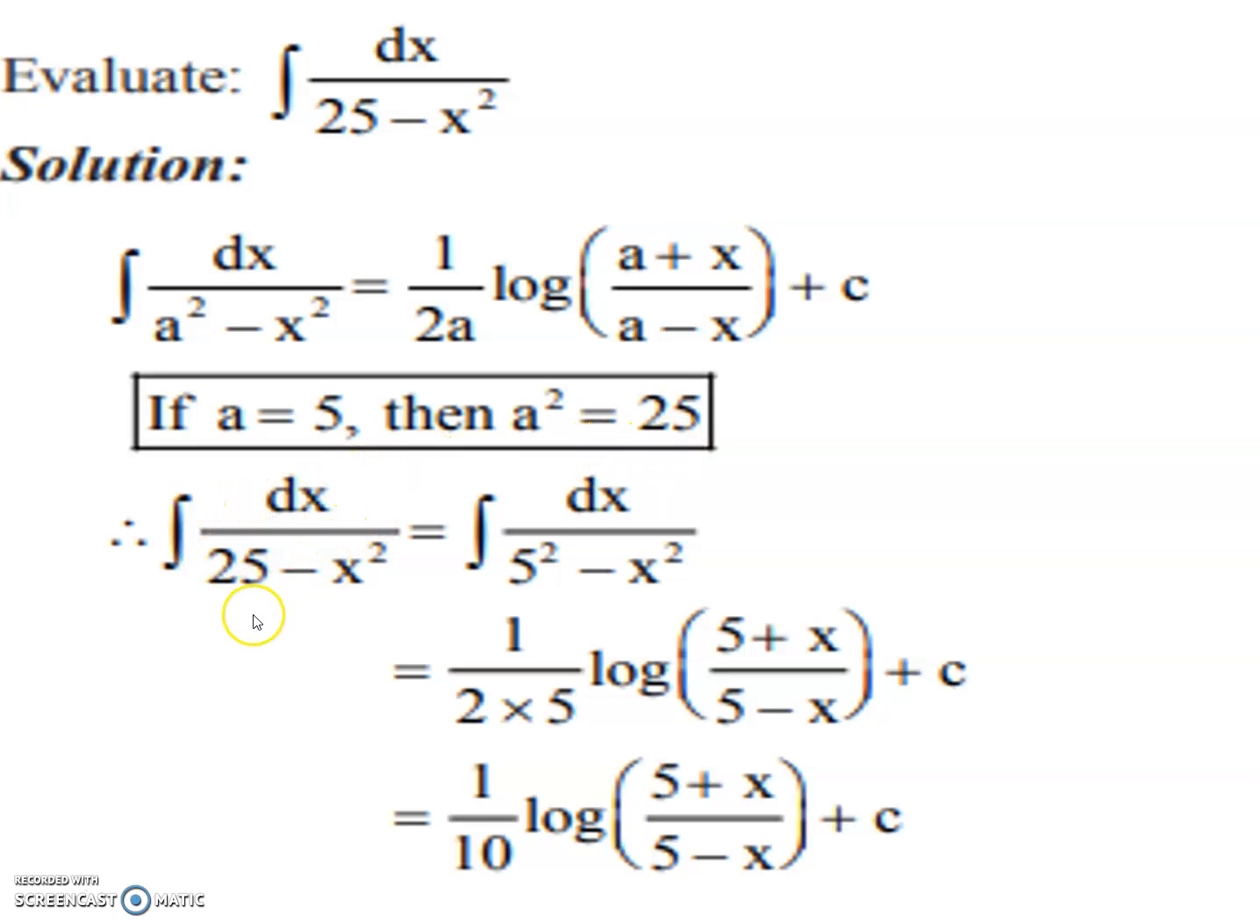Therefore integration dx upon 25 minus x square is equal to integration dx upon 5 square minus x square. So we have the formula: 1 upon 2 into 5, log 5 plus x upon 5 minus x, plus c. We have to know that 5 into 2 is 10. We derive the answer: 1 upon 10 log 5 plus x upon 5 minus x plus c.